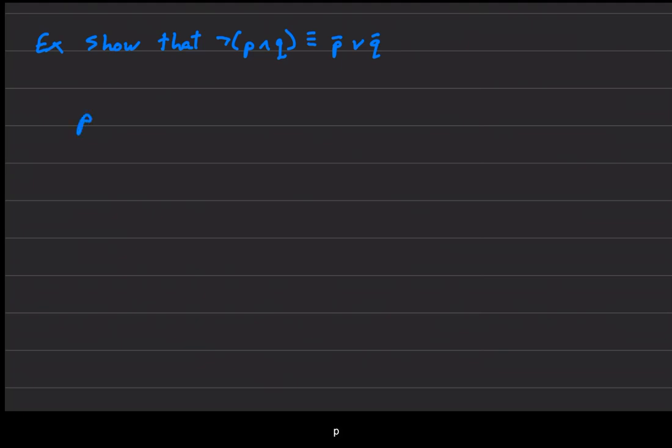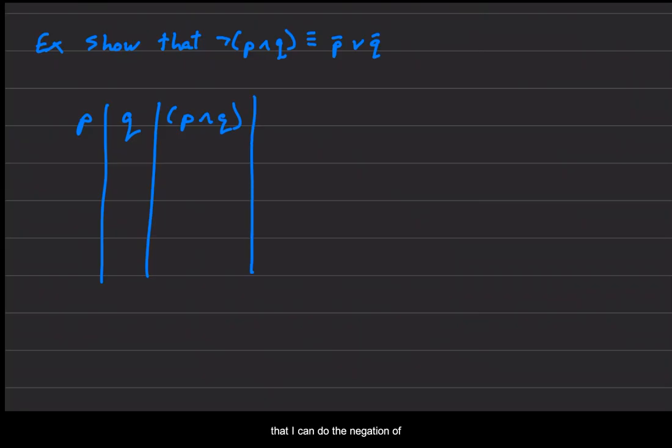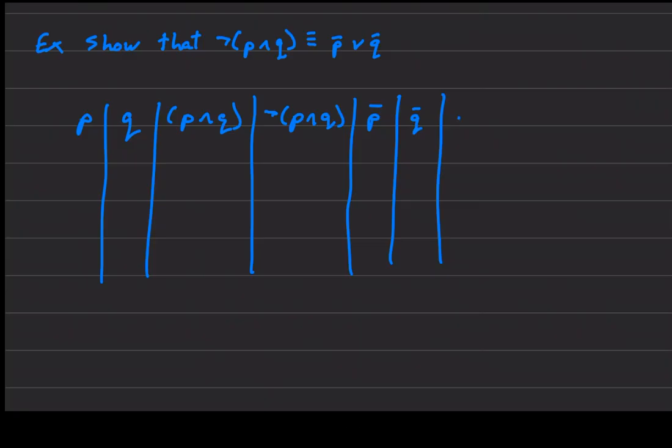So I'll put P and Q. And in the next one, I will do P and Q, so that following that, I can do the negation of P and Q. And after that, I'll do the negation of P, and I'll do the negation of Q, so that I can do the negation of P or the negation of Q. Alright, so we'll start by filling out my truth table.